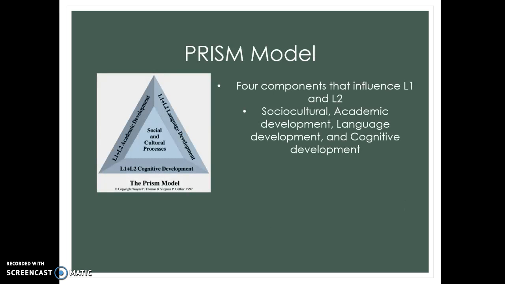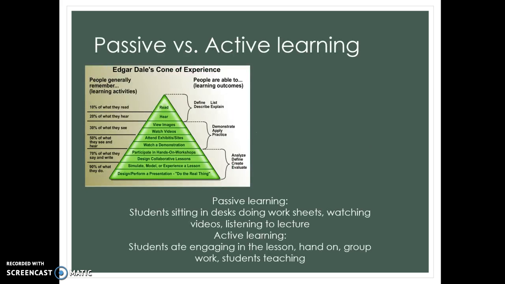The PRISM model is made up of four components that influence first language and second language acquisition in a school context. And these four components are social, cultural, academic development, language development, and cognitive development.